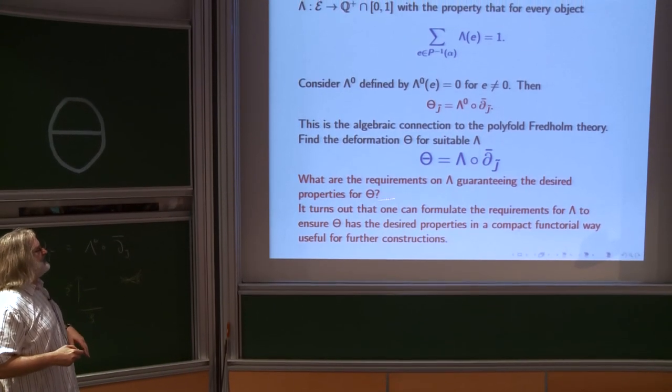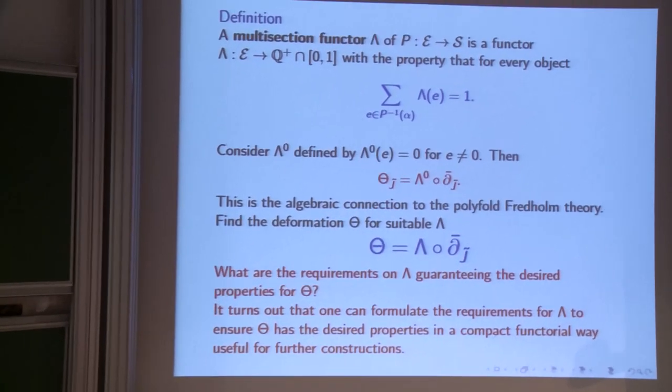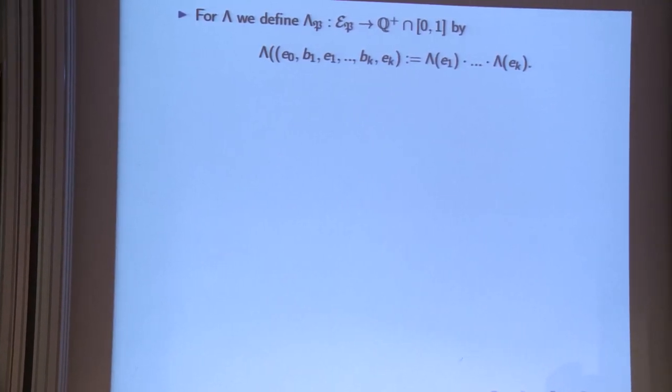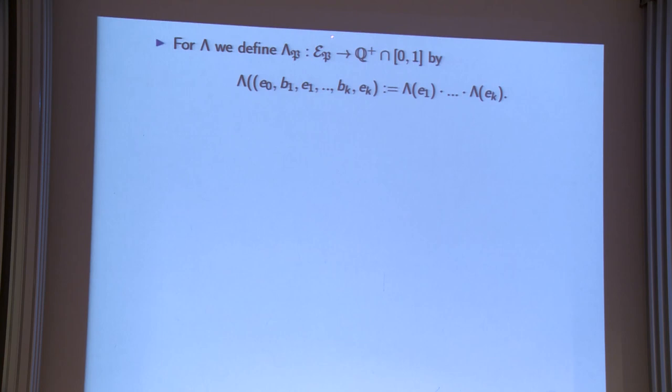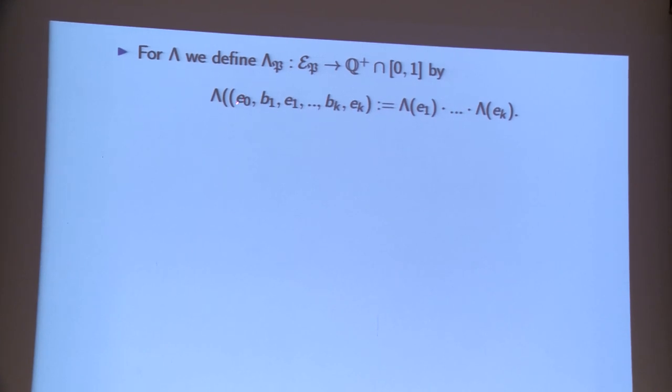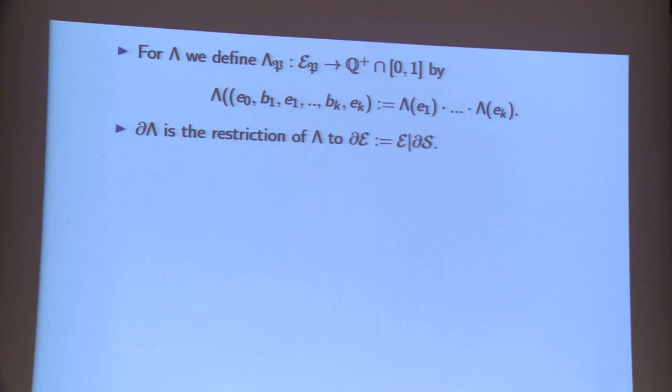Okay, so what are the requirements on lambda guaranteeing the desired properties for theta? Here they are. Actually, they are even easier to formalize than for theta. First of all, we have to define something on the fiber product. I don't write down that E zero lies over alpha zero, so then you just take the product of the things. You don't want any zero, right? One should be zero. Yes, I want everything, this was my keyboard, I guess. I typed the wrong button. So this is a zero, sorry.